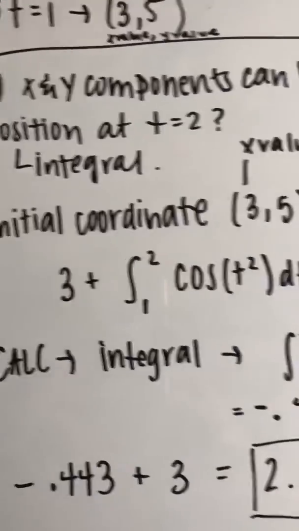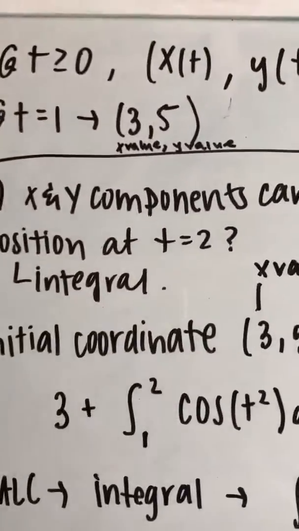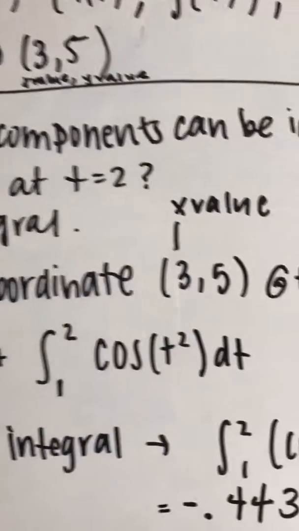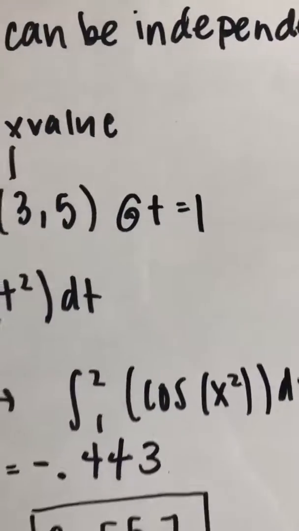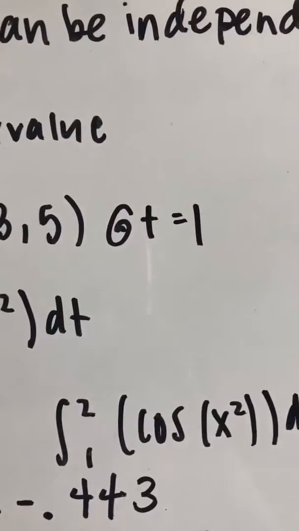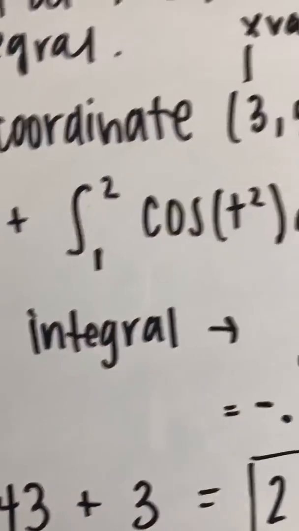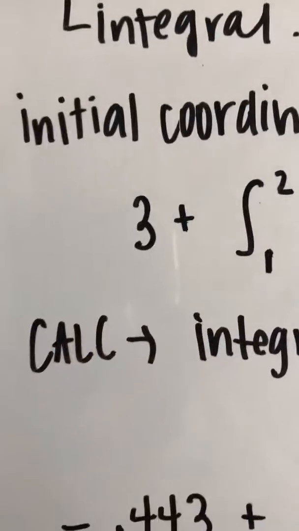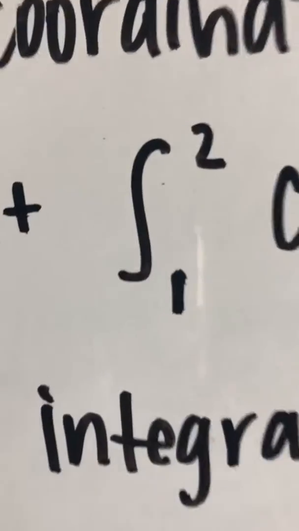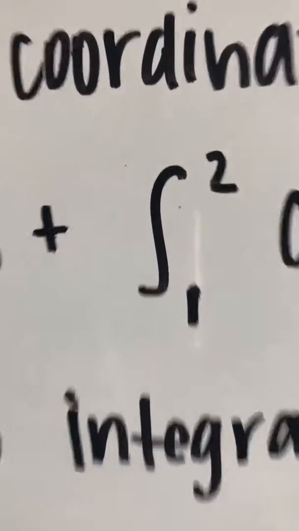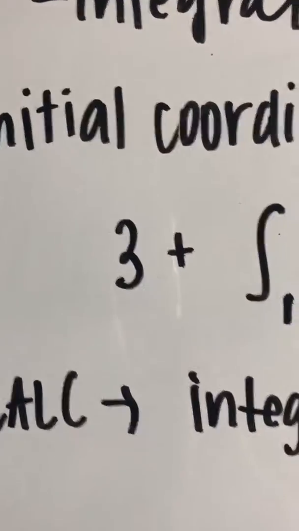So you have your position at t equals 2, correct, and you find your integral for that. But you know that your initial coordinate that you were given in the original problem is (3, 5) at t equals 1. So with that, you can use this initial position and plug that in here. You're going to use the 3 as your x value, and you're going to add it to this integral. And then you're also going to put t equals 1 as the starting point of your integral. So it's going to be from 1 to 2, and that's why you're going to add on the 3.